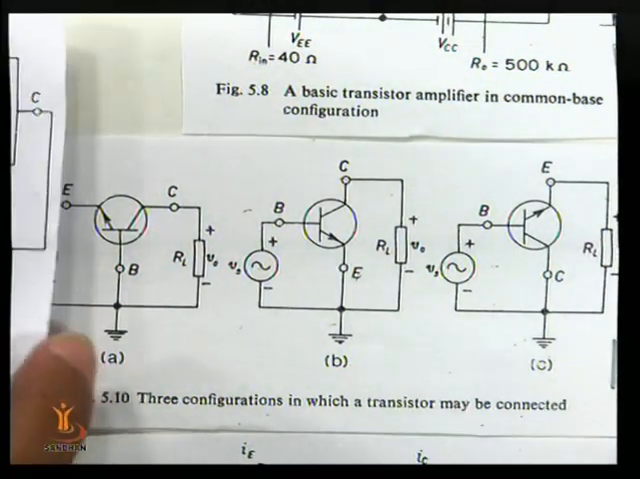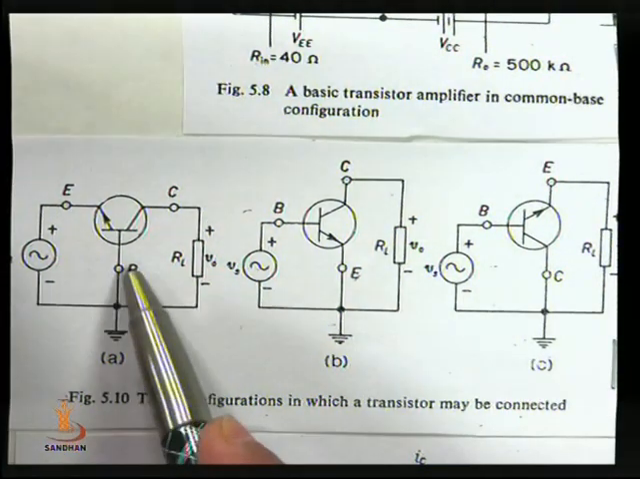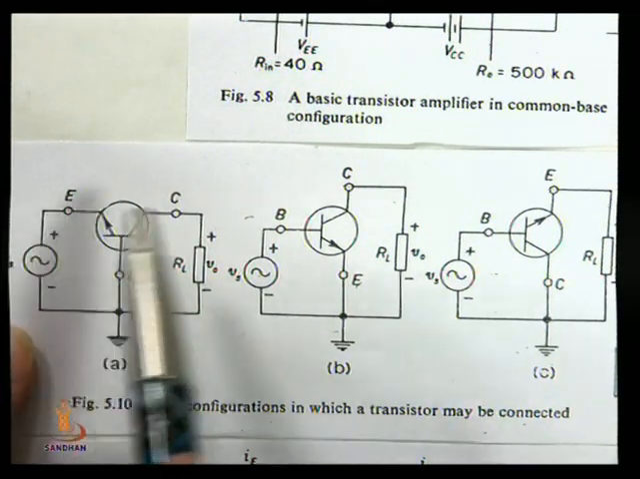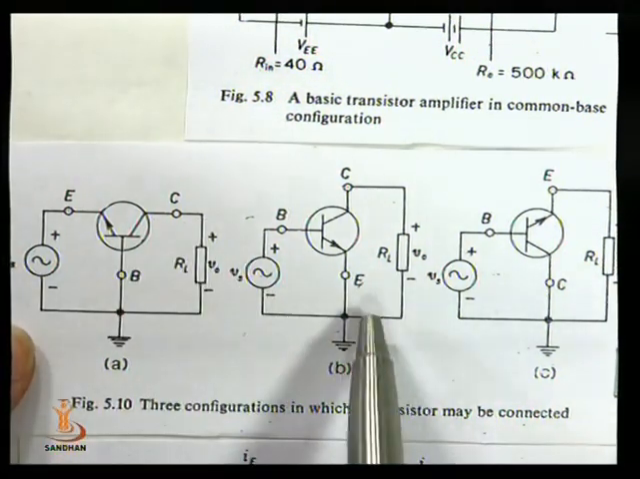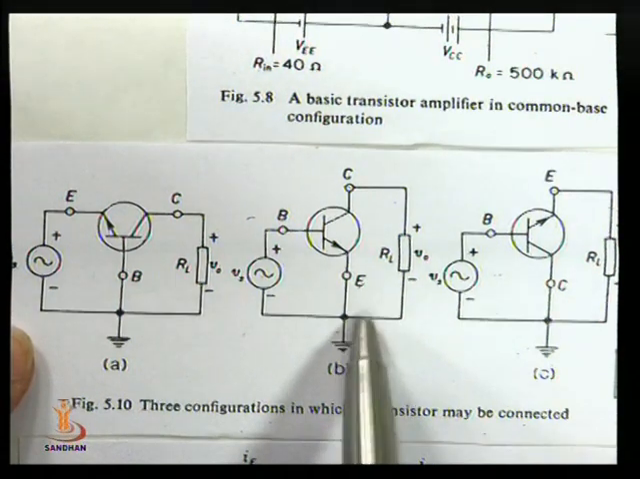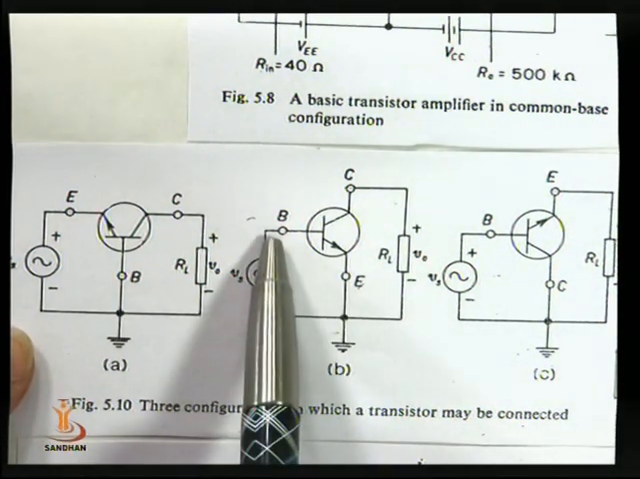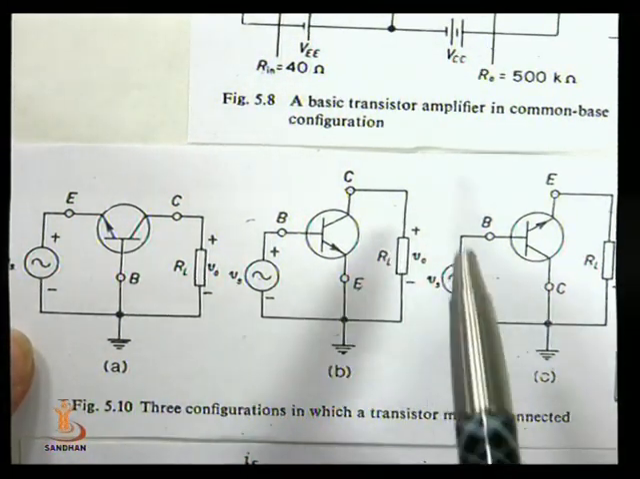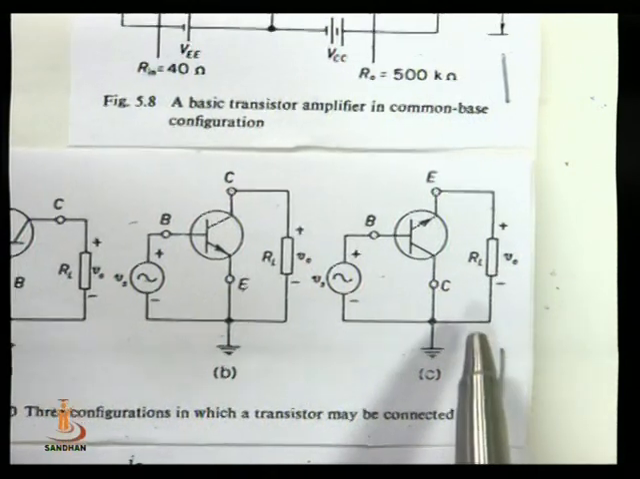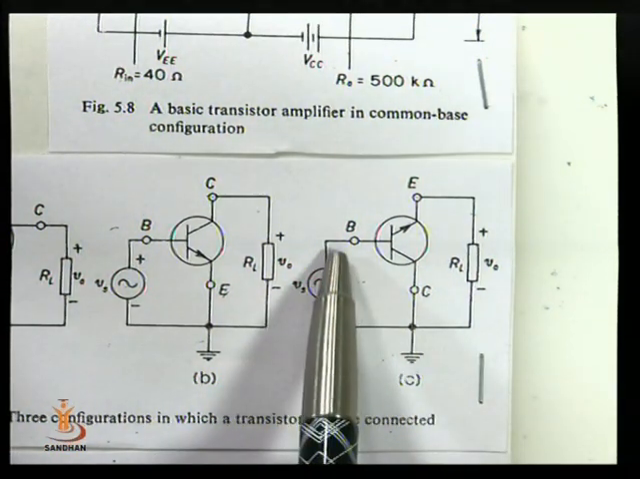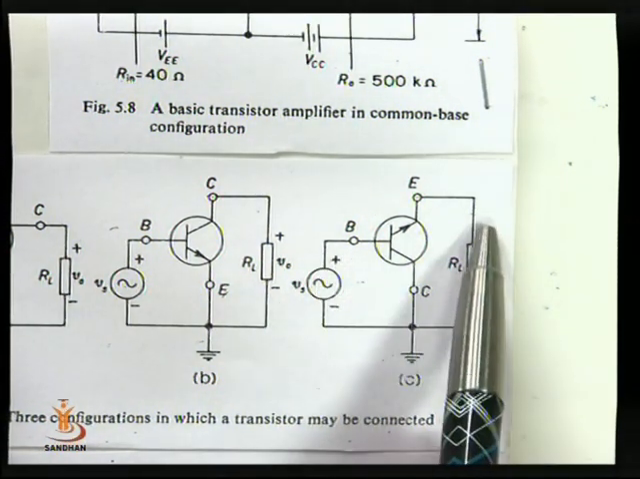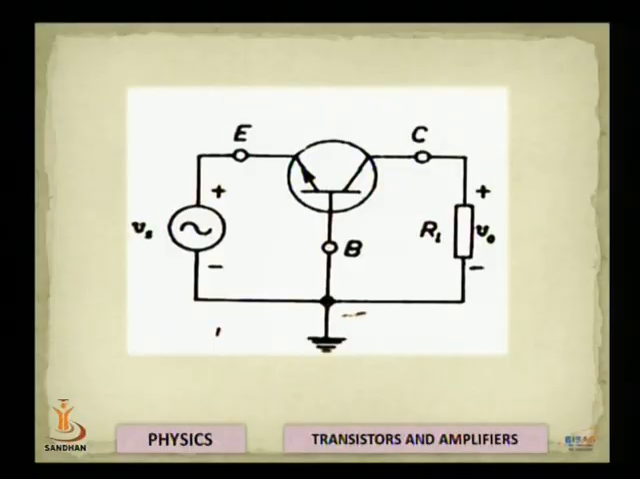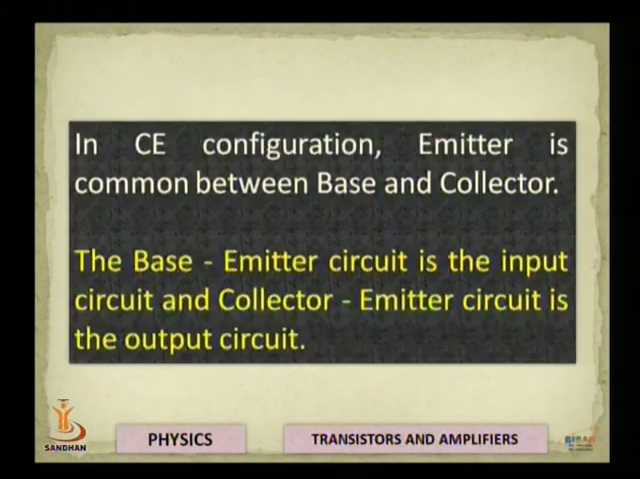See figure 1. Here is the common base circuit where base is common, emitter is the input side and collector is the output side. Figure B is the common emitter circuit where we are applying the input at the base emitter junction and the output we are getting at the collector emitter junction. And the third one is a common collector circuit where the input is applied at the base terminal and output is taken from the emitter terminal. So these are the different circuits that I have shown you.